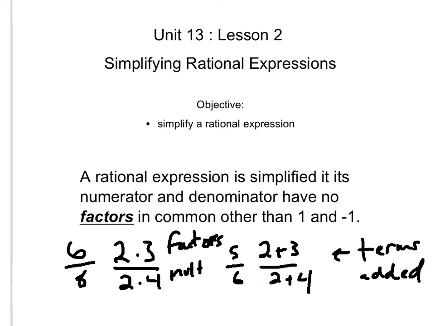Whereas these are terms because they're added together. We cannot simplify them when they look like this. Even though we got 2's here, it looks like we should be able to simplify this. This shows that, again, this is 5/6. We cannot simplify that even if they have terms in common. They have to have factors that are multiplied together in common, except for 1 and -1. So let's go ahead and work on simplifying some rational expressions.